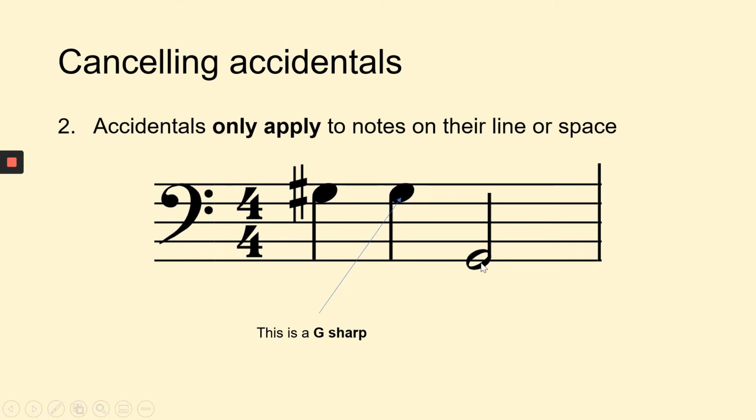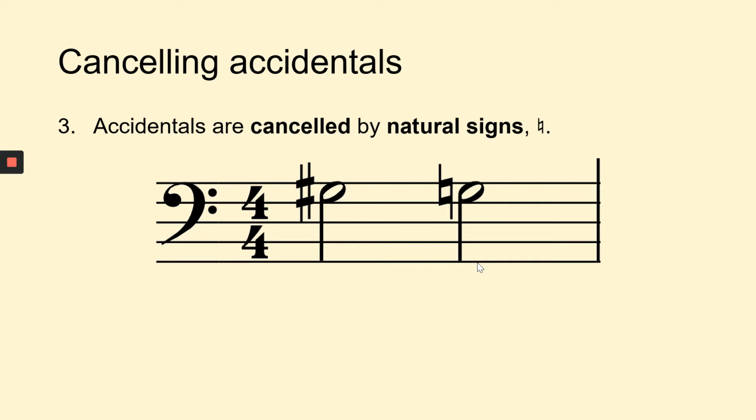This note down here is also a G. It's a different G. It's on the bottom line of the bass clef. Because it's a different G, this sharp does not apply. This is still a G natural. So accidentals only apply to notes on their line or space. And finally, accidentals are cancelled by natural signs. So here we have a G sharp and a G natural.